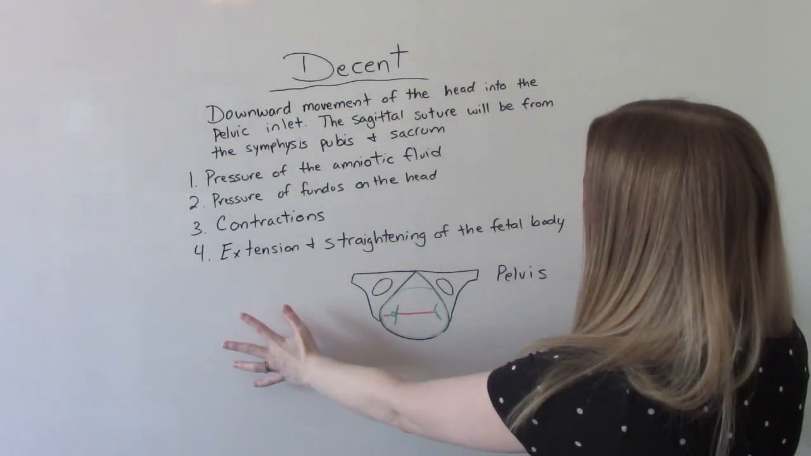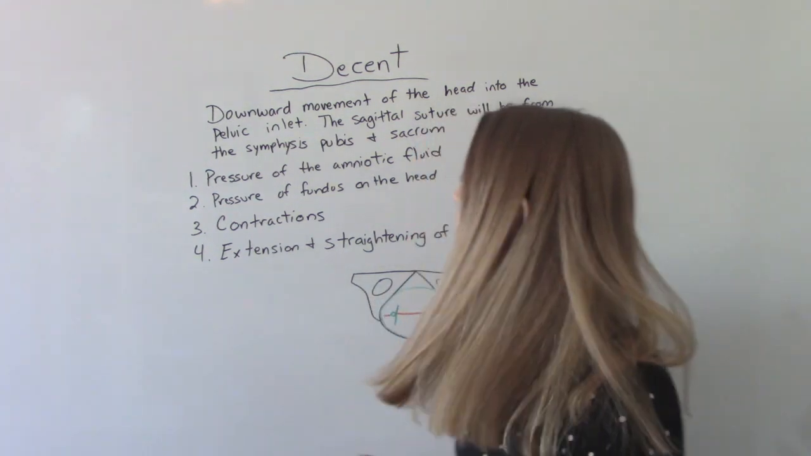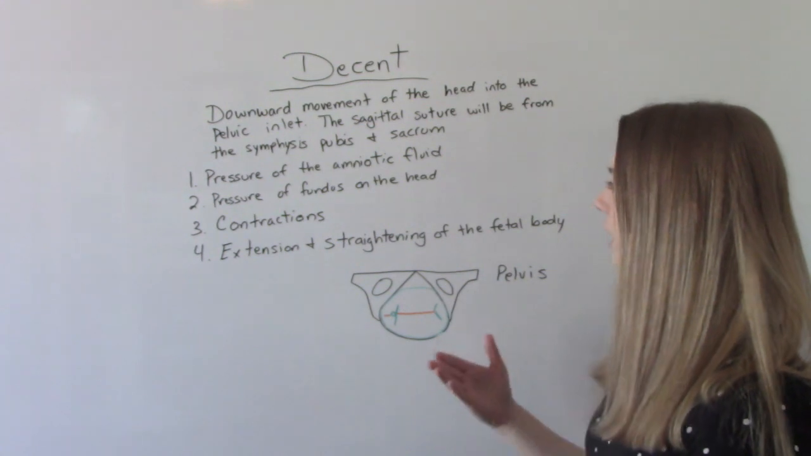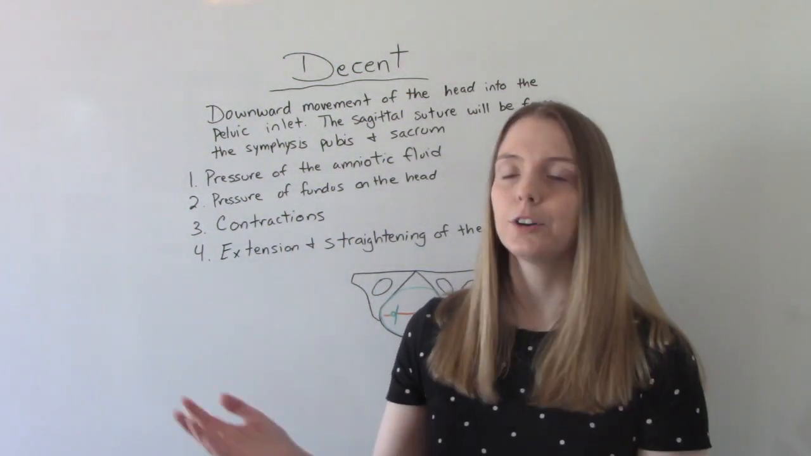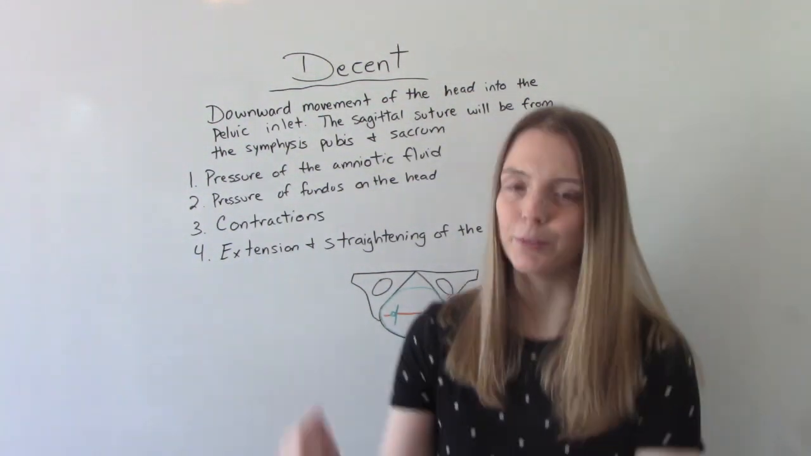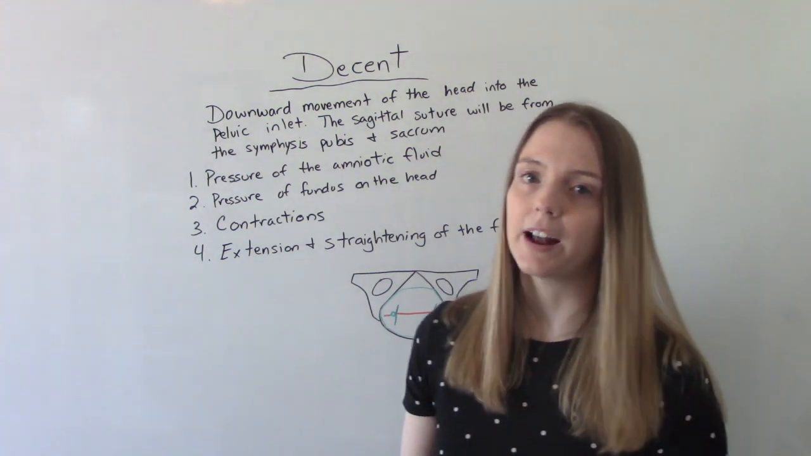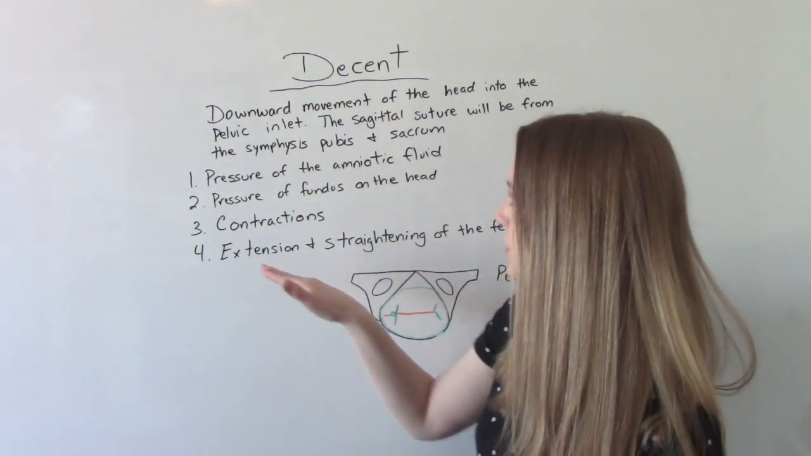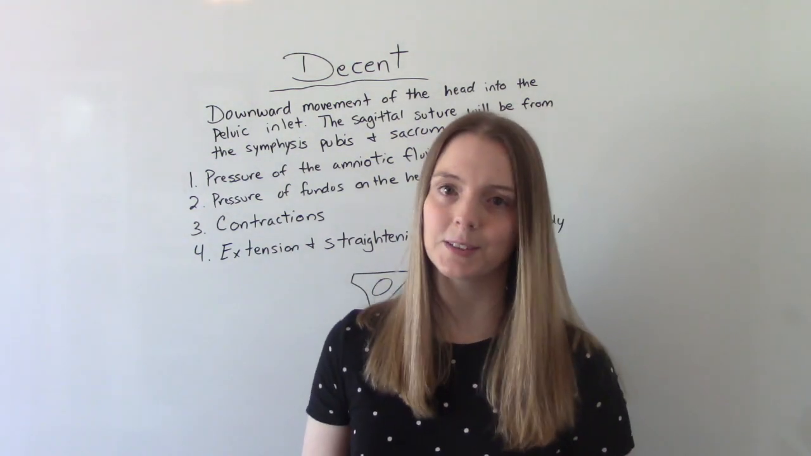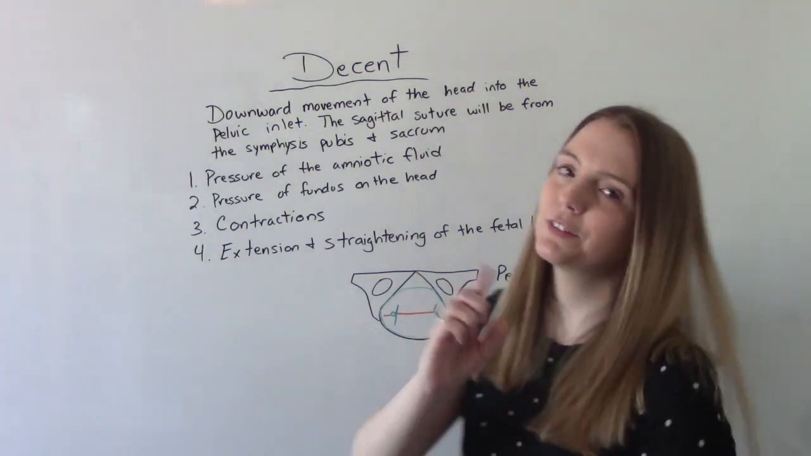In order for descent to occur, there are a couple of factors. Pressure from the amniotic fluid, pressure of the fundus on the baby's head, or on their bottom if they're breech, contractions, of course, because that's helping move baby down, and then extension and straightening of the fetal body. All 4 of these come into play to help the fetus descend down into mom's pelvis. So now that we know about descent, let's move on to the next one.